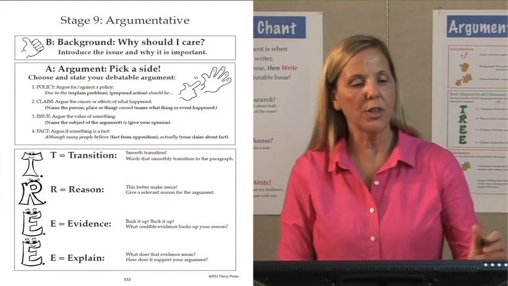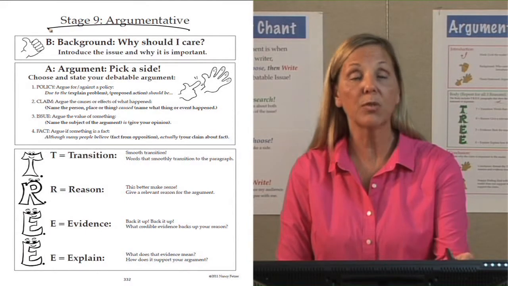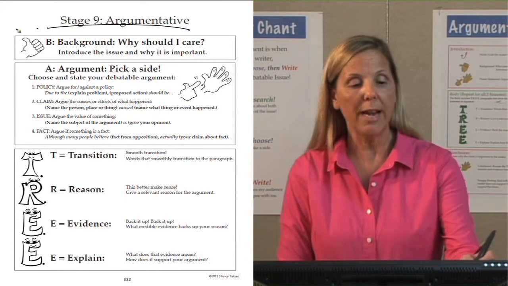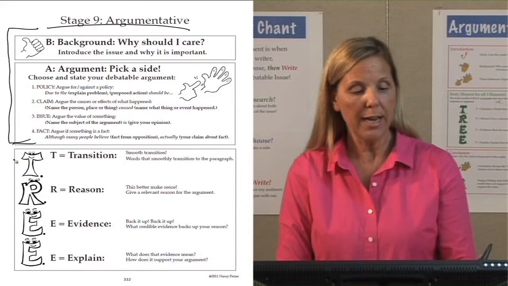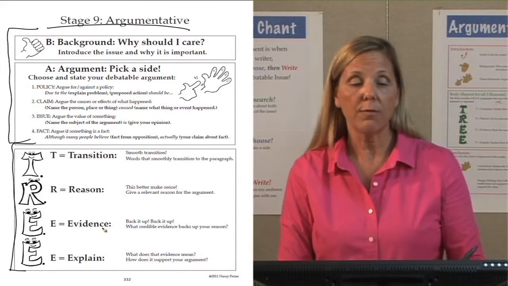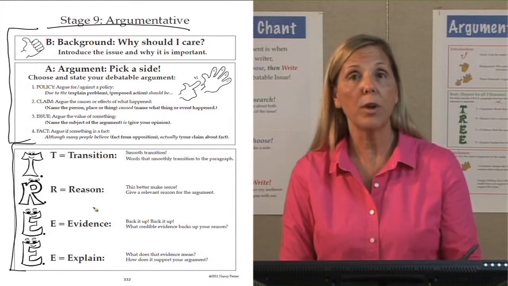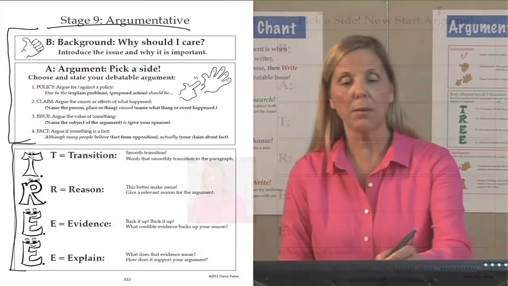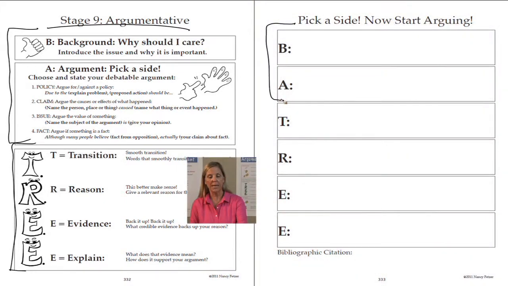On page 332, we have the steps for stage 9 writing, where we have our BA, paragraph 1, and paragraph 2, our tree. Here's our direction sheet for our students to use when they're filling out, and look on the facing page, their BAT tree, the BA and the tree, paragraph 1 and 2 of their 2-paragraph opinions.